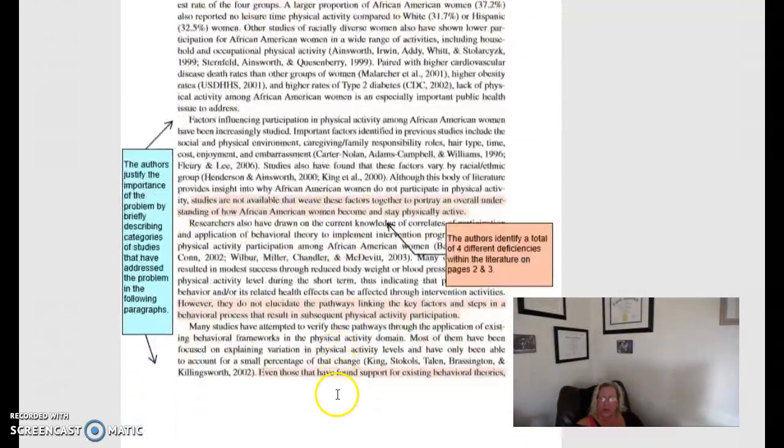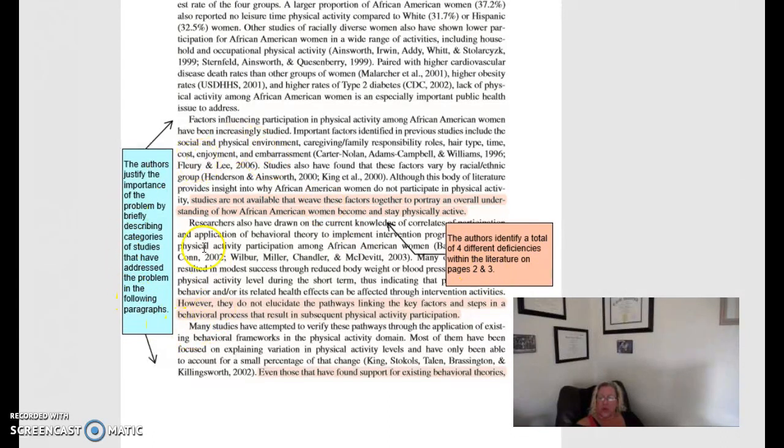All right, and then we're going to scroll down a little more. I'm running out of time. I only have 15 minutes, so I may have to do a second part to this. But here it says the authors justify the importance of the problem by briefly describing categories of studies that have addressed the problem in the following paragraphs, okay? And it says the authors identify a total of 4 different deficiencies within the literature on pages 2 and 3.